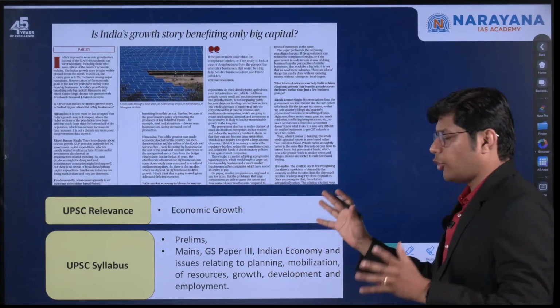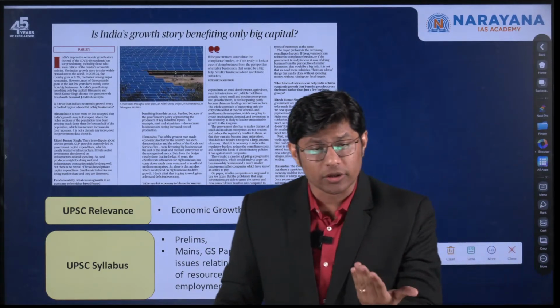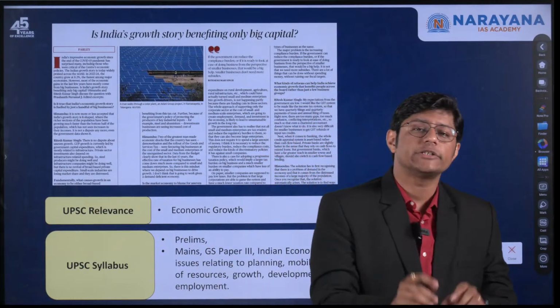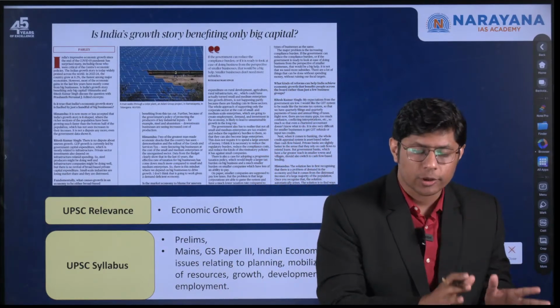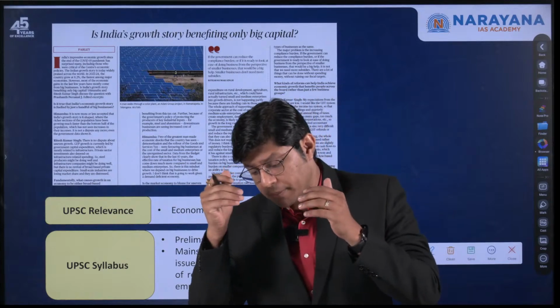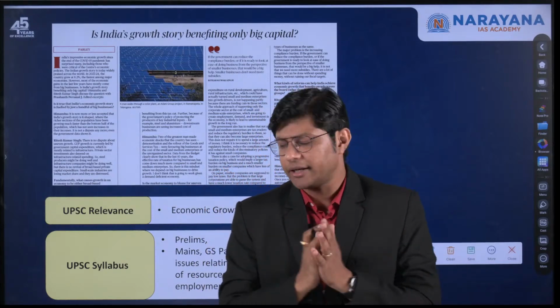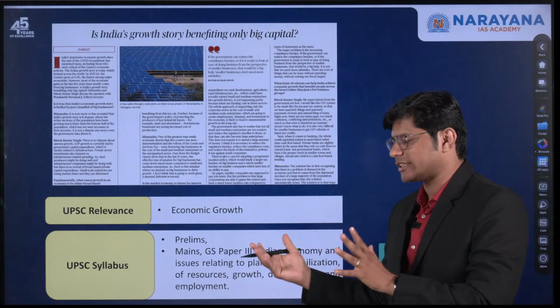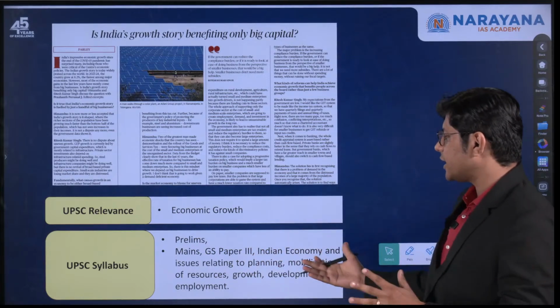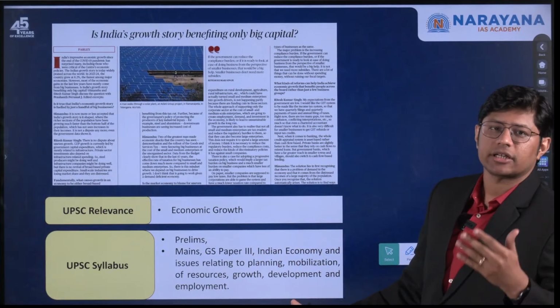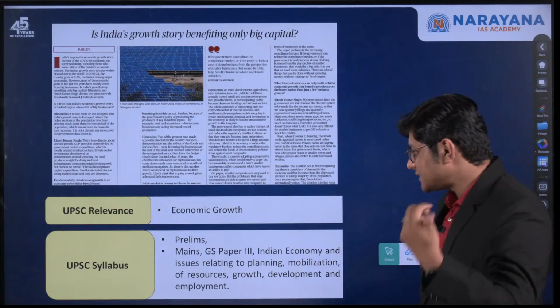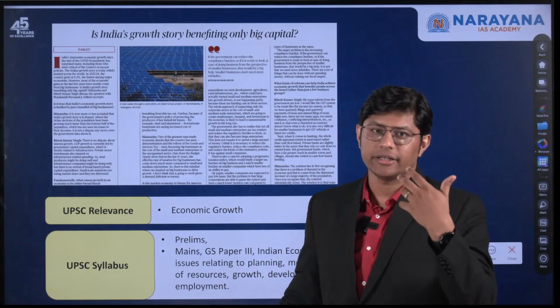So, what we'll be understanding is economic growth, especially inclusive growth, and how it is important to address the major challenges of our country, right? And you can mark this for prelims as well as mains, GS paper 3, Indian economy, and issues related to planning, mobilization of resources, growth and development, right?